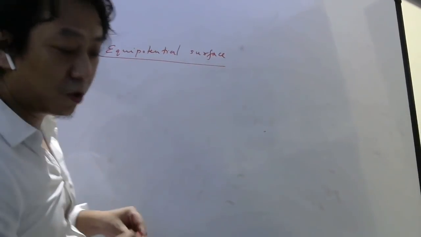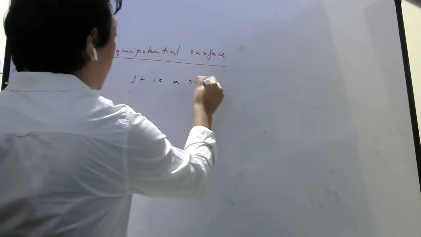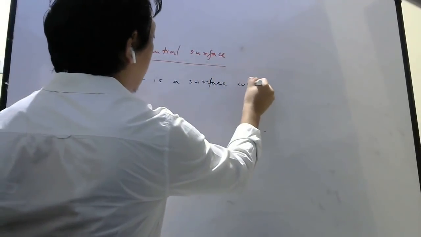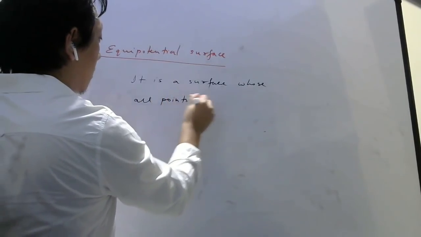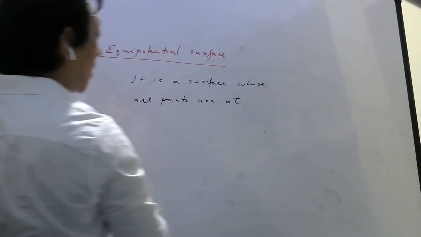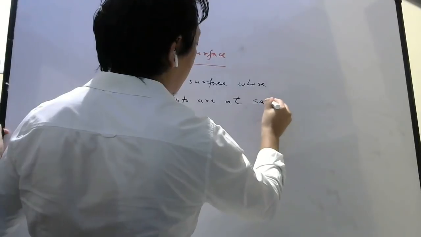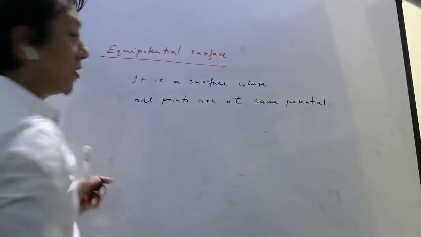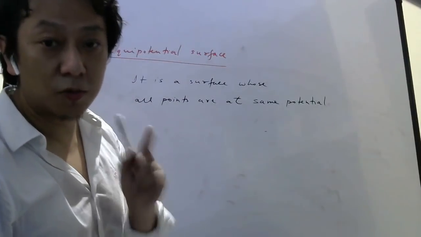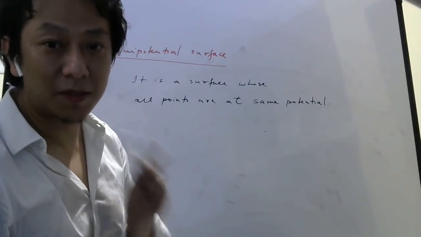So what is an equipotential surface? As the name says, it is a surface whose all points are at equal potential, at the same potential. So this is the meaning of equipotential surface. It is a surface whose all points are at the same potential. Keep this in mind.